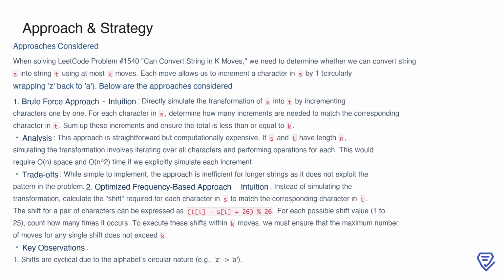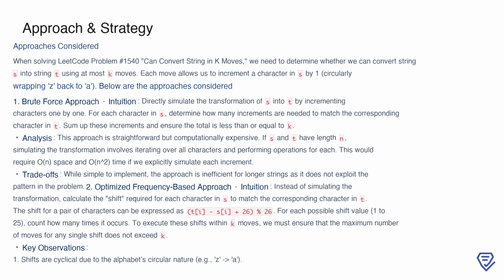To tackle the problem of determining whether we can convert string s to string t in at most k moves, we considered two main approaches. First, the brute force approach involves directly simulating the transformation. For each character in s, we calculate how many increments are needed to match the corresponding character in t, summing these increments to ensure the total is within k. While this method is straightforward to implement, it becomes computationally expensive for longer strings.